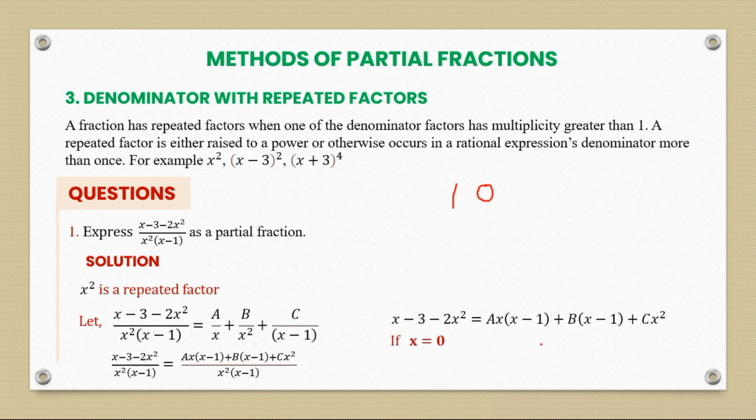Now let's see what happens if I make x equal to 0. Of course that will allow me to find the value of b. I'll be left with negative 3 being equal to negative b, so b shall be equal to 3. I could have substituted 1 as x to find c directly, but this is also going to be okay.